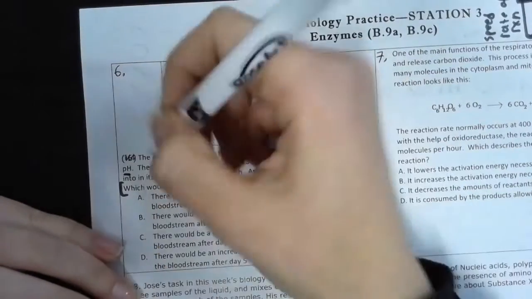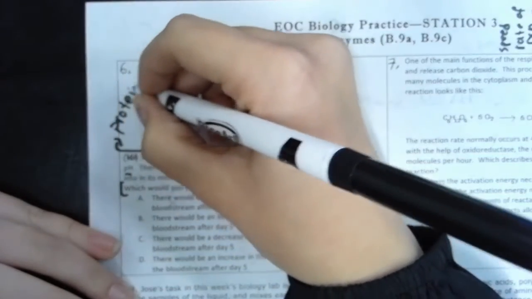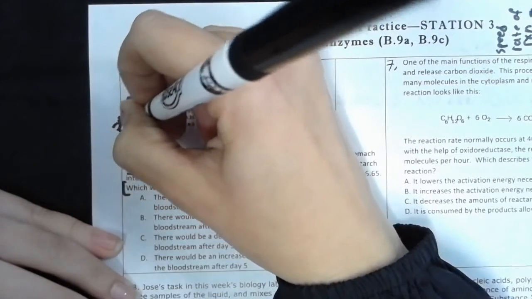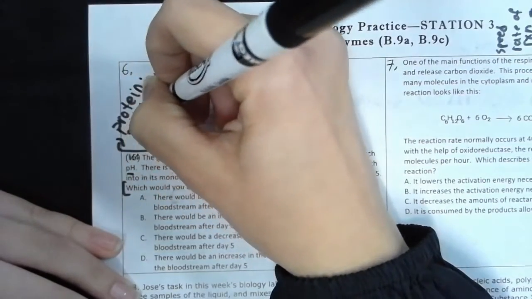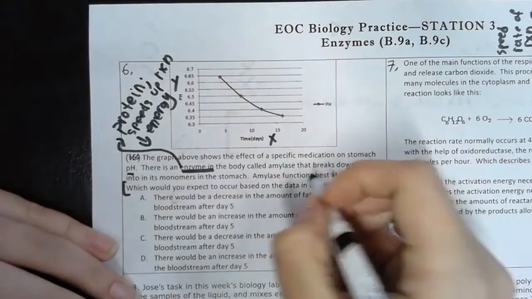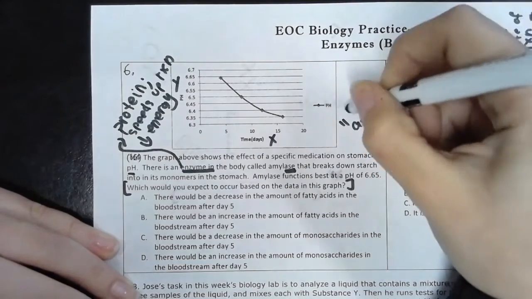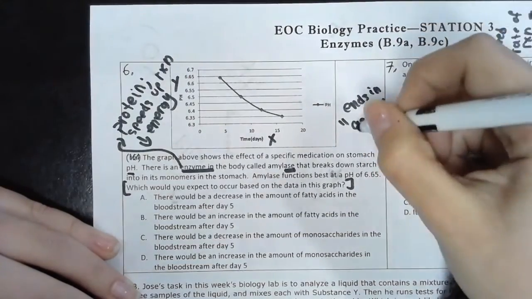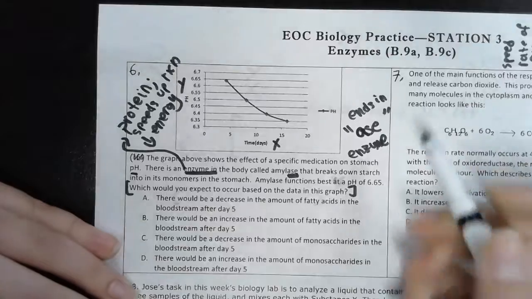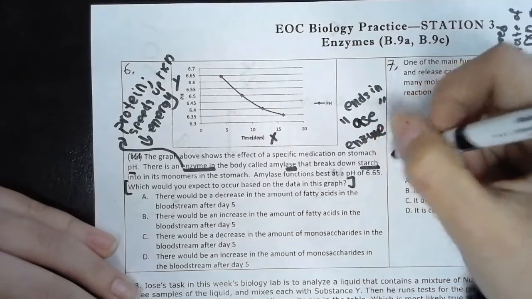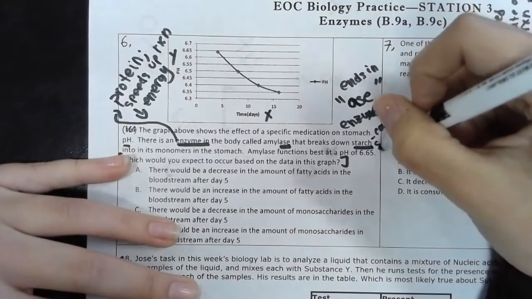It says there's an enzyme. Anytime you see the word enzyme, you should write, it is a protein. Okay? It speeds up a reaction, and it lowers energy. All right, there's an enzyme called amylase. I know that this is an enzyme because it ends in ASE. Anything that ends in ASE, not OSE, ASE is an enzyme. All right, this particular enzyme breaks down starch. I know that starch is a carb, and the monomers of carbs are sugars.